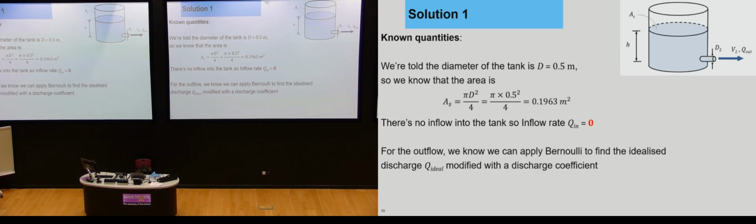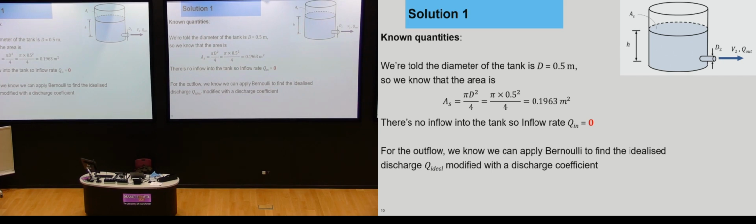To find the outflow rate, we know from the topics we've done in this course that we can apply the Bernoulli equation to find the idealized outflow rate, but this is modified by a discharge coefficient. We were told in the question that there's a discharge coefficient.